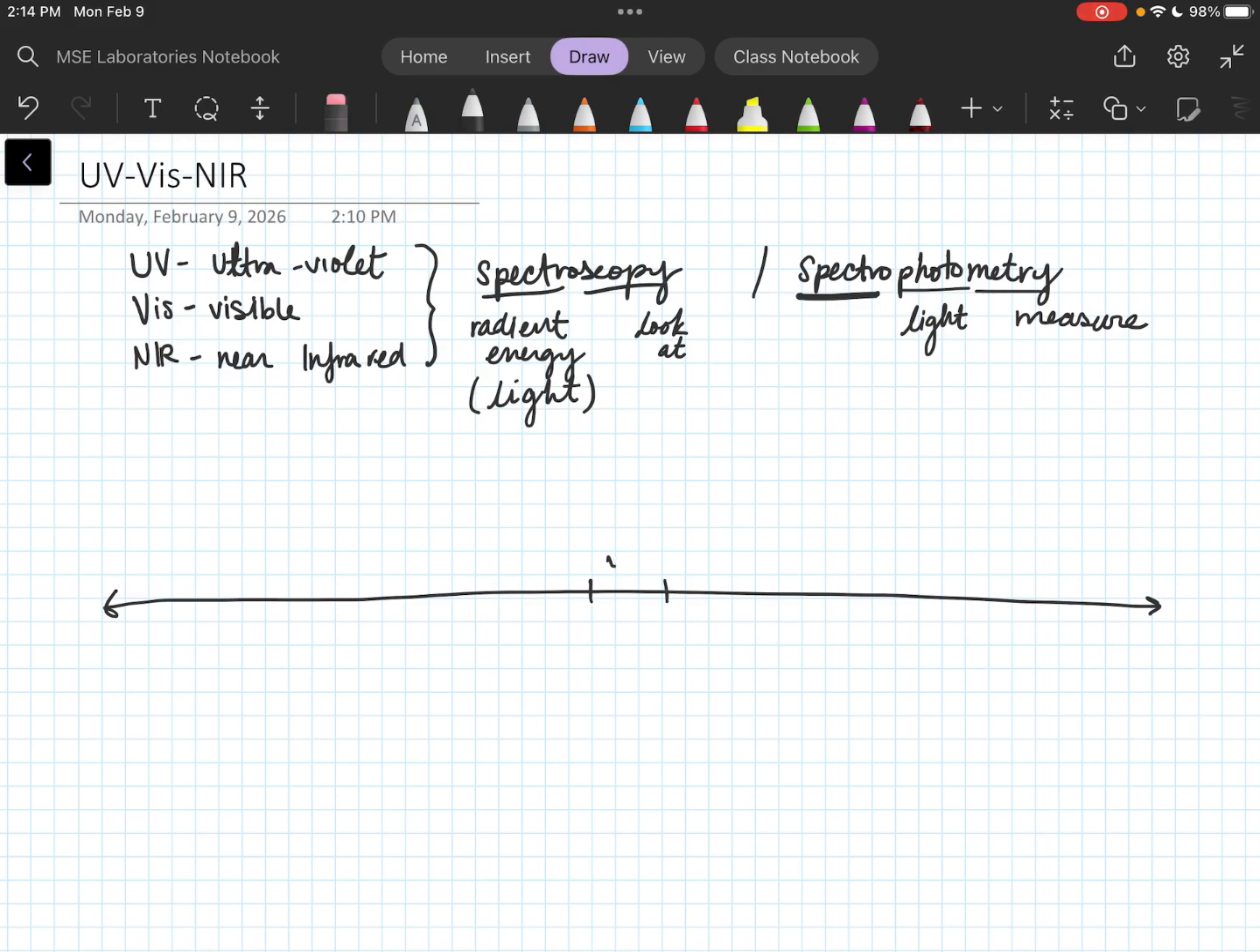All right, so let's talk about the light spectrum here. Do you know the wavelengths of visible light? It's from 400 to 700 or 800, depending on who you ask. 400 to 700, do you know the unit on that? Nanometers.